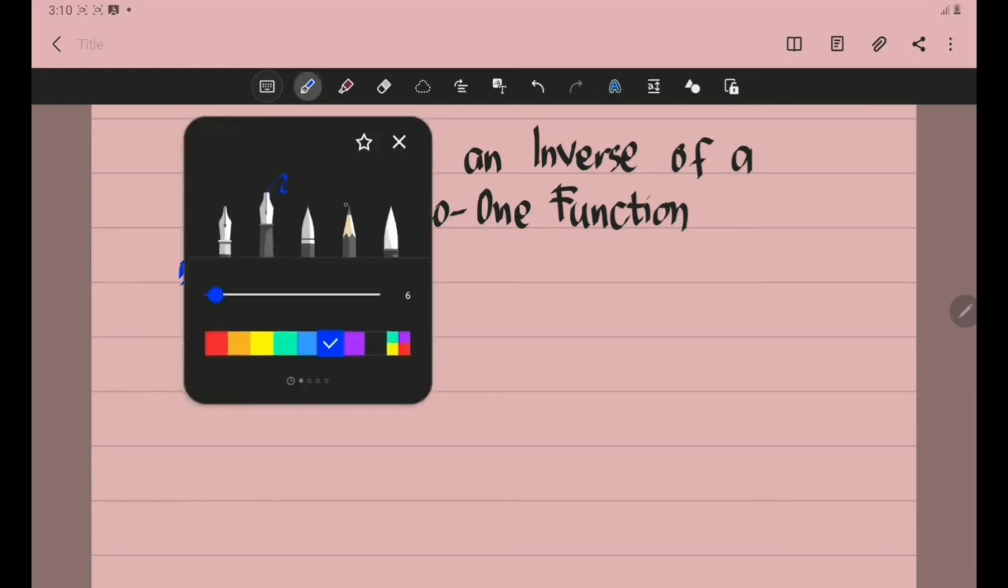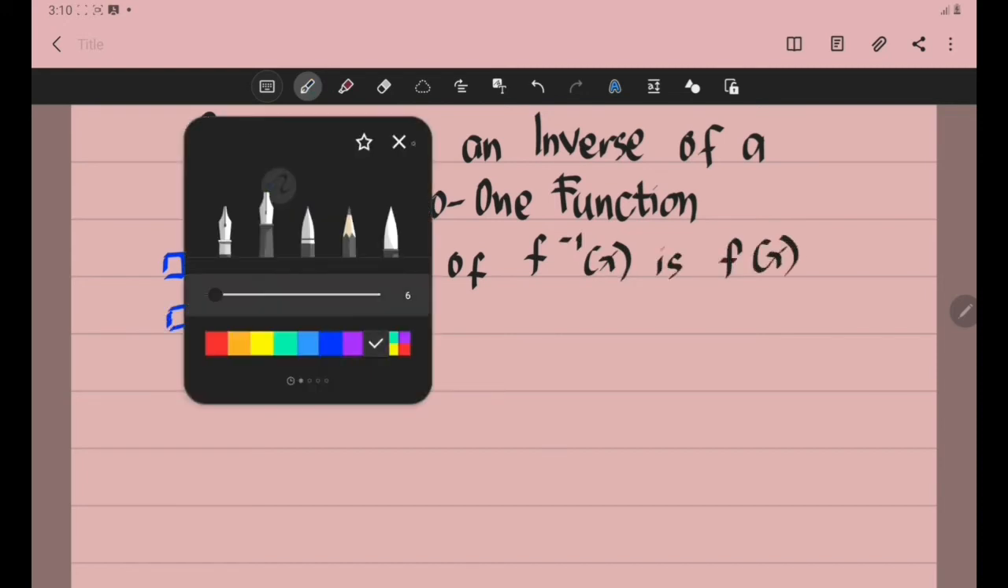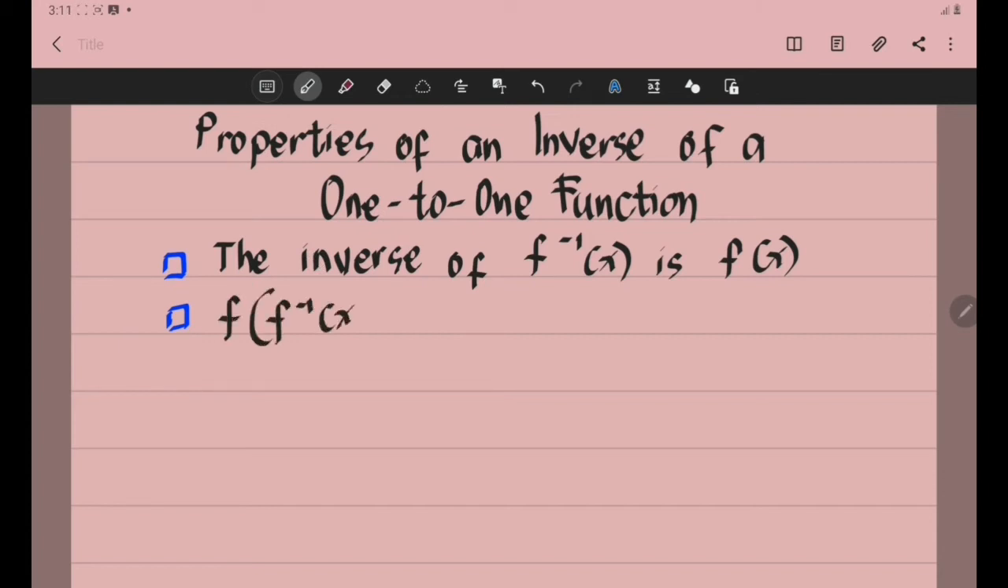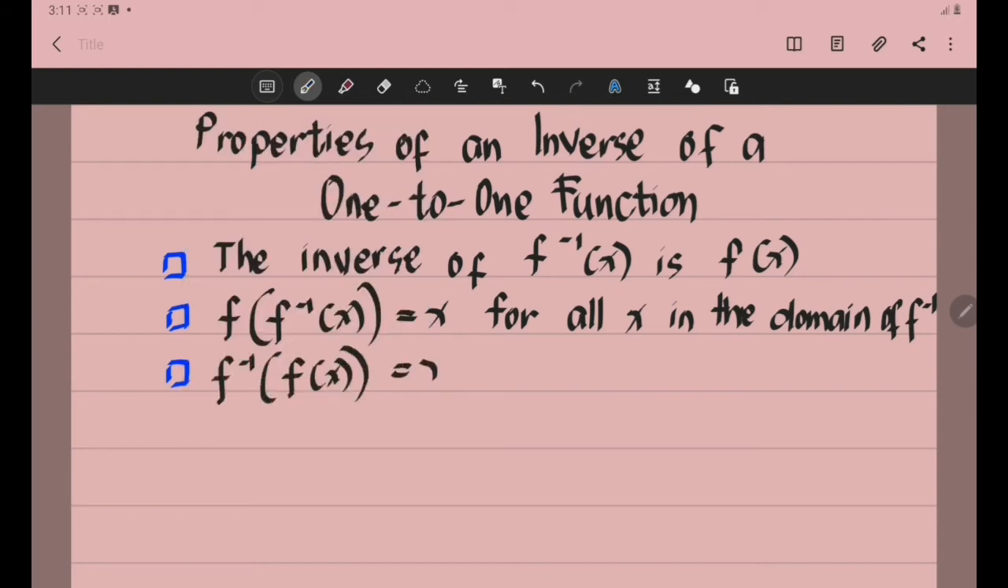Now, let us proceed with the properties of an inverse of a one-to-one function. So, the first property is the inverse of f inverse of x is f of x. So, in short, kung ano yung inverse ng inverse ay yung kanyang original function. The next property is f of f inverse of x is equals to x for all x in the domain of f inverse. The third property is f inverse of f of x is equals to x for all x in the domain of f.